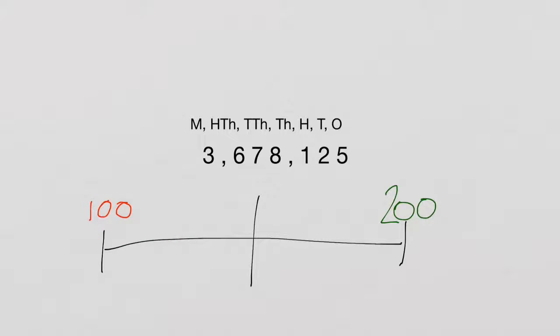And if I was rounding 3,678,125 to the nearest 100, the nearest 100 would be 3,678,100. So I would just simply change my number to this. And that's how it's done. And it works the same for every single place value.